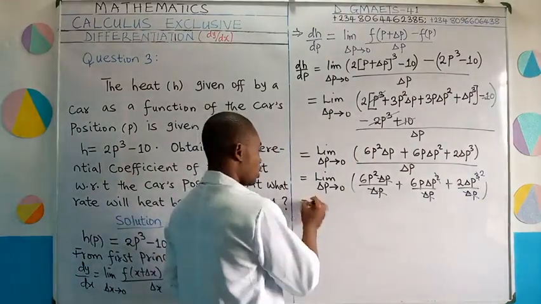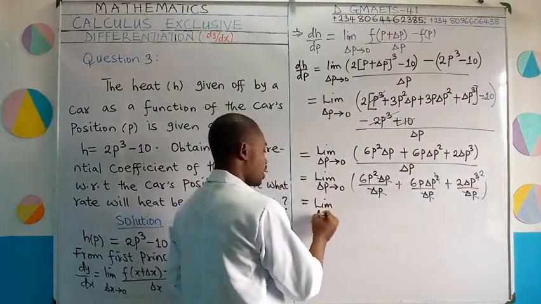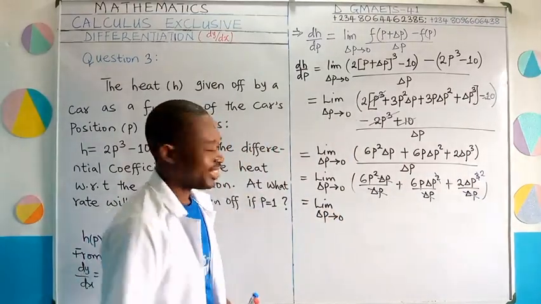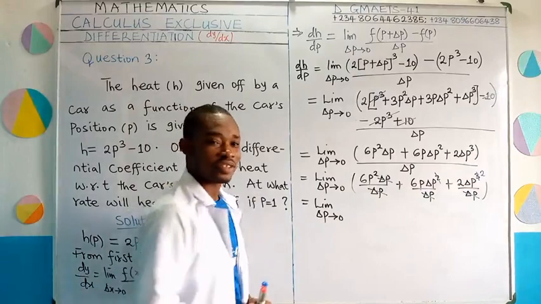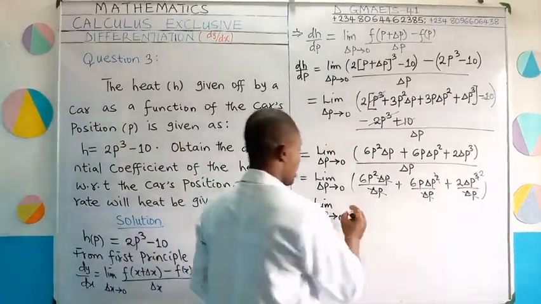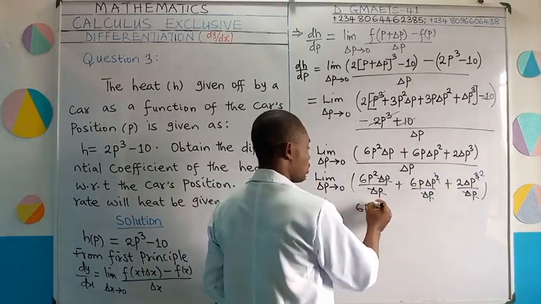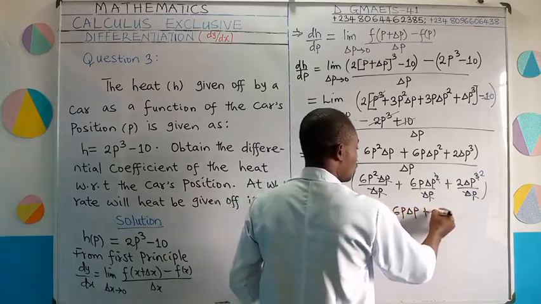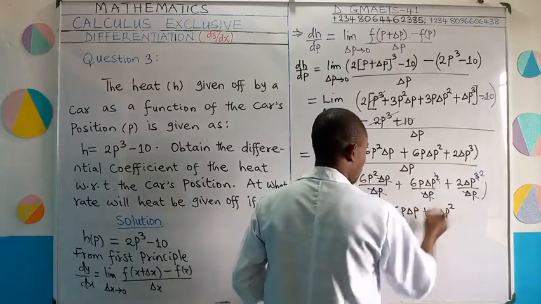Bringing this out, this is equal to the limit as delta p tends to 0, as delta p approaches 0. You know, that's what is going to give us our tangent from secant. Good. Now this is going to be 6p raised to power 2 plus 6p times delta p plus 2 times delta p raised to power 2.